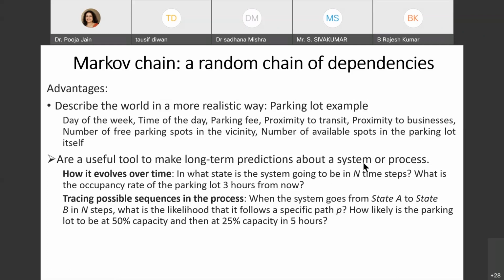Okay, and more realistic types of questions can be asked. Like which type of question? See this. In what state is the system going to be in n time steps?